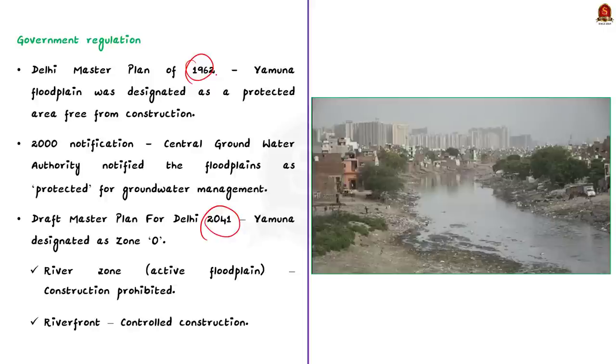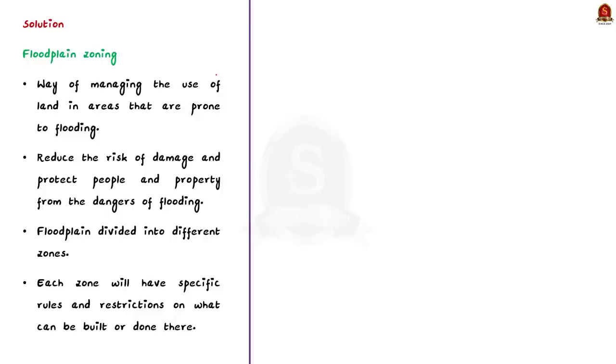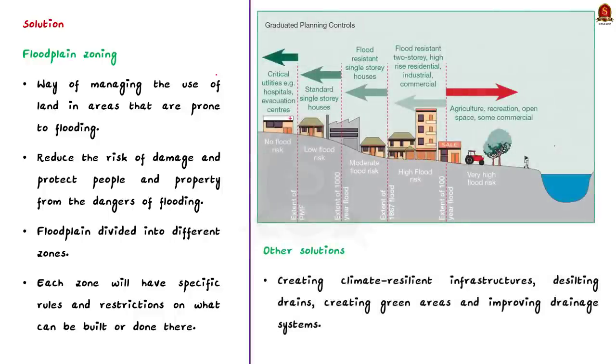It was subdivided into 2 parts, river zone, that is active floodplains, and river front. Along the river zone, that is active floodplain, construction is prohibited. So the rules and regulations are in place, but the implementation is not happening. This has led to more encroachment and risk of flooding. Now finally, let us see what can be done to avoid flood encroachment, which is the main root cause of all the misery that Delhi is facing right now.